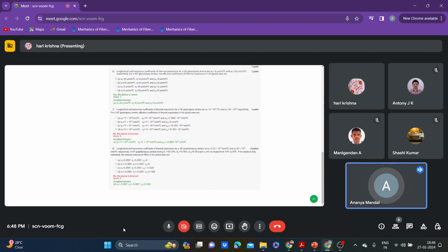No, tau xy will not be equal to 0 for a restraint. Restraint means the strain will be equal to 0. Even in the question that I discussed, the tau xy value was there. No, ma'am, I can check and tell you, ma'am.